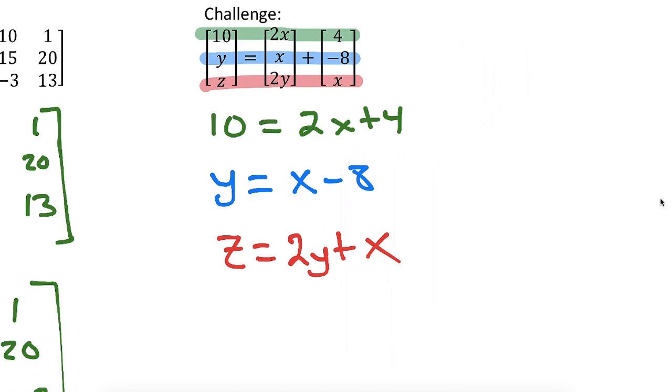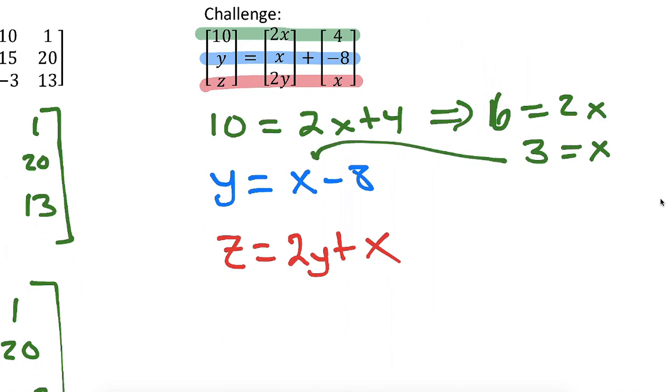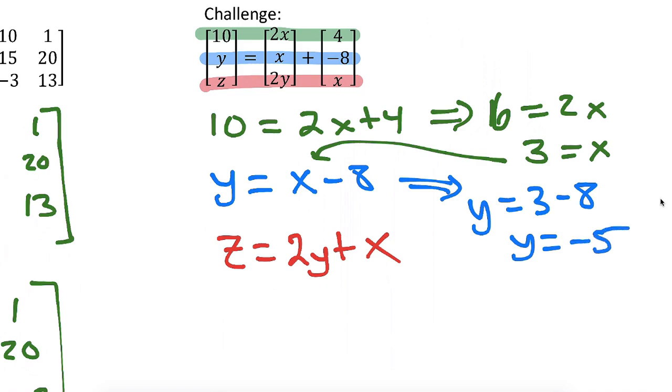And then you're going to try to solve this. Well, the easiest thing to do is to find x first, because x is the only one that has only one value in it. So if we subtract 4 from both sides, 6 is equal to 2x. So x must be 3. Well, if x is 3, we can stick that in right there, and say, okay, well then y must be 3 minus 8. Well, y is equal to negative 5.